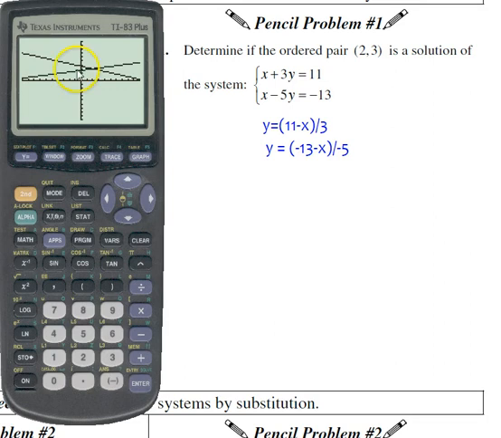And I see that there is a point of intersection. So second, trace, 5, first curve, enter, second curve, enter, guess, enter. And the point of intersection is (2, 3), and that is true. So (2, 3) is a solution and is a point of intersection.